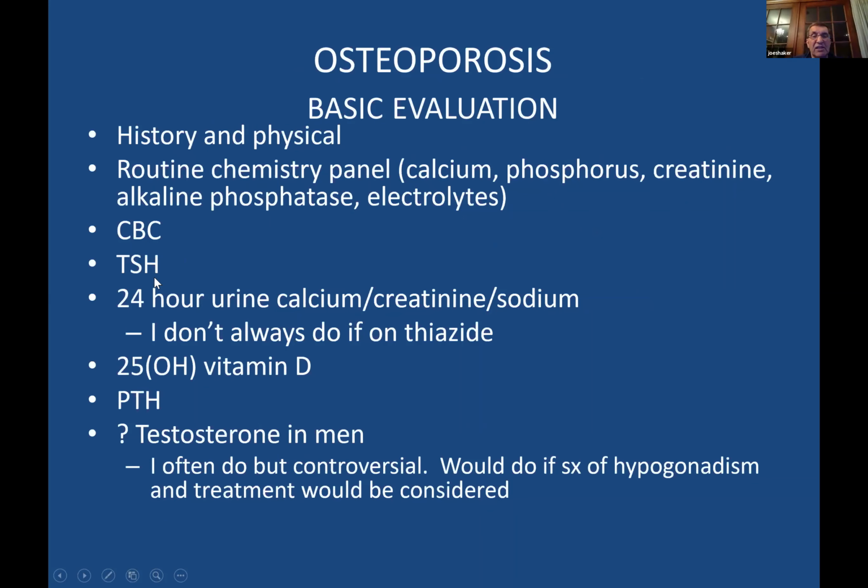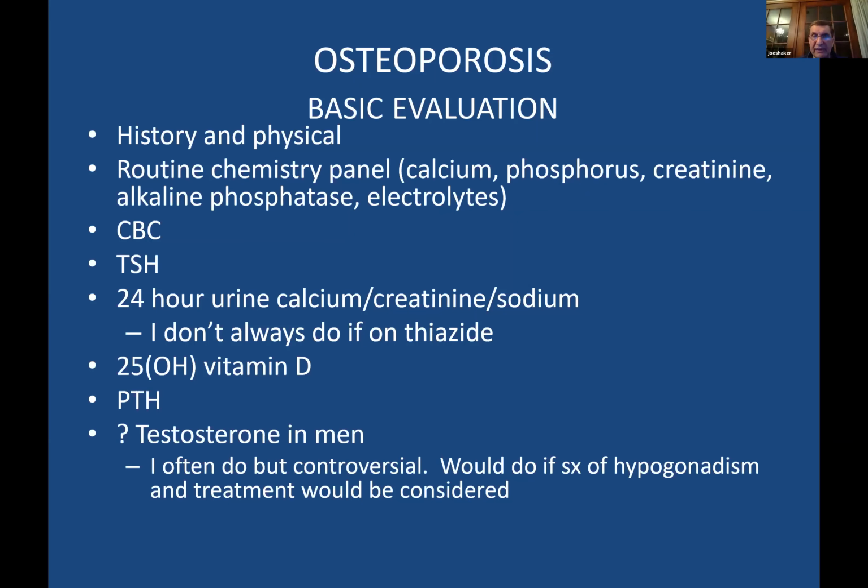A CBC, a TSH, I will typically do a 24-hour urine for calcium and creatinine. Low urine calcium in a patient with normal renal function and not on a thiazide could suggest malabsorption, and high urine calcium might suggest idiopathic hypercalciuria, and that we might treat with a thiazide. A vitamin D, a PTH, testosterone in men. If you have a young man with bad osteoporosis, as a diagnostic thing, you want to make sure you're not missing it. If it's an older man in whom I wouldn't treat with testosterone, I may not check it.